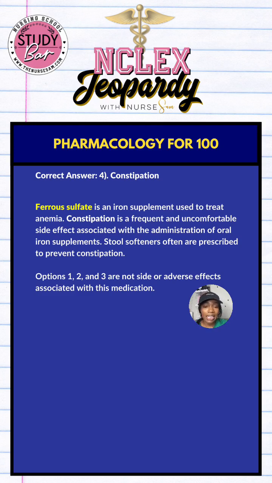In your Next Gen NCLEX, one of the first things you have to do is recognize cues and be able to interpret data. You need to be able to interpret whether something is normal versus abnormal, relevant versus not relevant, and important versus not important. Constipation is an expected and normal cue if someone is taking an iron supplement. So make sure you know that.